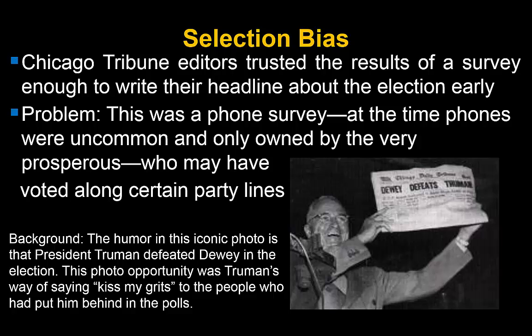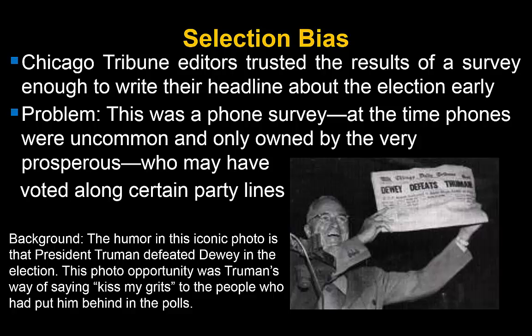And lo and behold, what actually ended up happening was that we've never heard of a President Dewey. Well, we have heard of President Truman. We have this picture here where he's holding up the Dewey defeats Truman sign. And what ended up happening was that the Chicago Tribune created a case of selection bias for themselves.